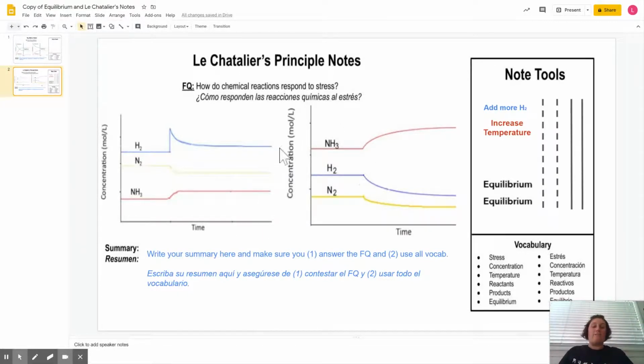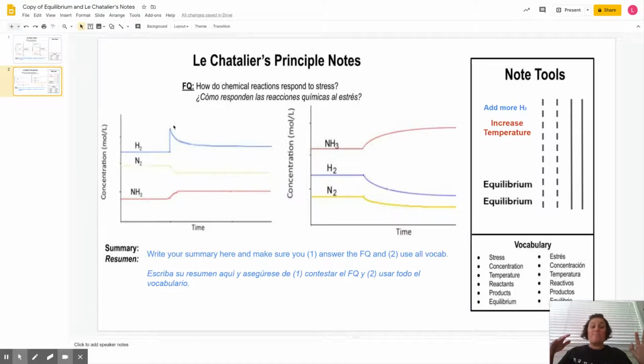So again, we have two graphs here. In this graph, we can see that our H2, N2, and NH3 are all at equilibrium. They are all horizontal flat lines, okay? Their concentrations are not changing. And then right here, something happens. We see a very sharp increase, and all of a sudden, there's a lot more of this H2. So what that tells me is that someone came along and poured a whole bunch more hydrogen gas into the chemical reaction.